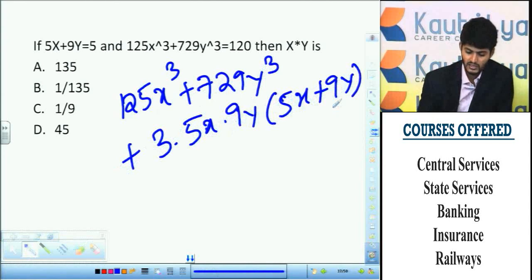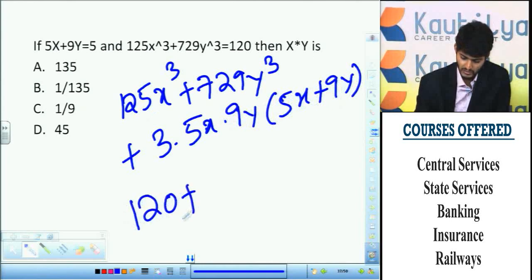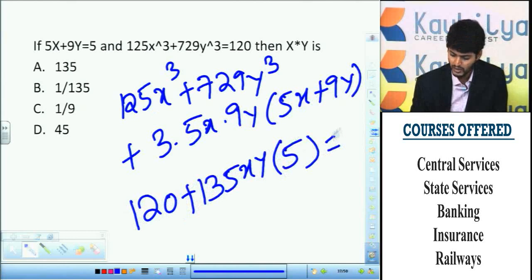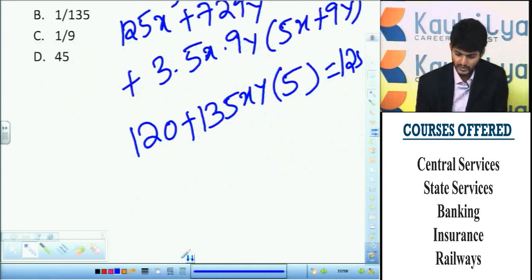So your entire LHS, 125x cube plus 729 y cube, is already given as 120. So I am replacing 120 plus 3 into 5 into 9. So 15 into 9, you will get 135xy into 5x plus 9y, whose value is already given as 5, which would result in your RHS. Since I have cubed, I will get 125. So what is he finally asking? He is asking you to find the value of xy. So bring everything to the left hand side. 125 minus 120.